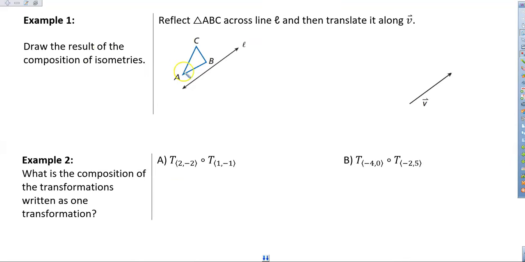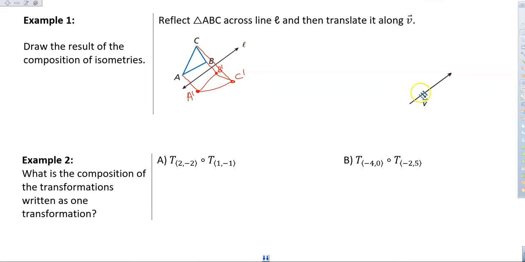So I'm going to start with this triangle by reflecting it across the line and then translating it along my vector B. So again, we're going to sketch here about the same size. So this is going to be B prime here, perpendicular to the line, that's important. And here's A prime. And then about the same distance here, and C prime. So this is my A prime, B prime, C prime.